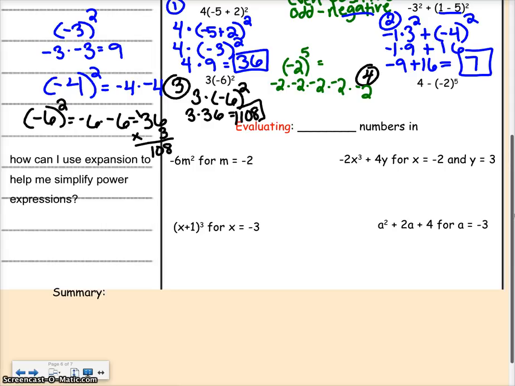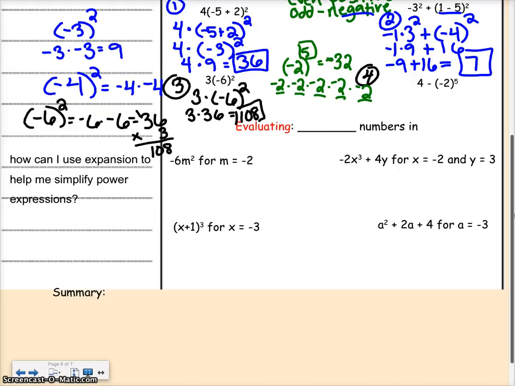Okay, so now I can go through and multiply. Negative 2 times negative 2 is positive 4, times negative 2 is a negative 8, times negative 2 is a positive 16, positive 16 times the last negative 2 is a negative 32. So negative 2 to the 5th turns into negative 32. Now notice our trick. Our power or exponent was odd, so my answer is negative.